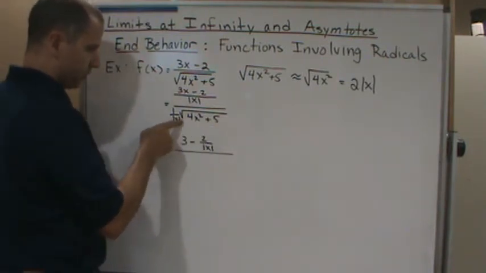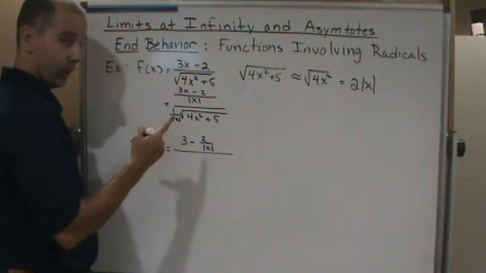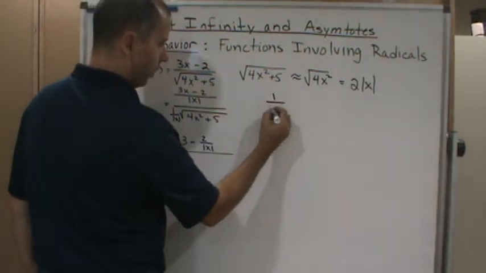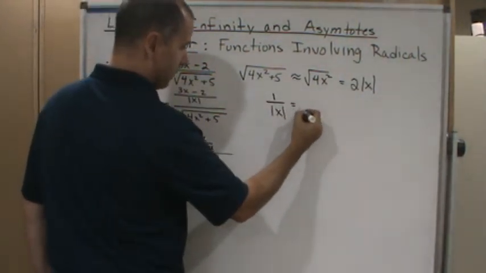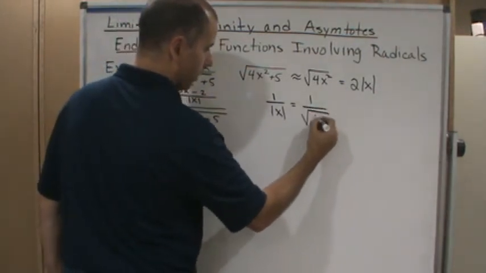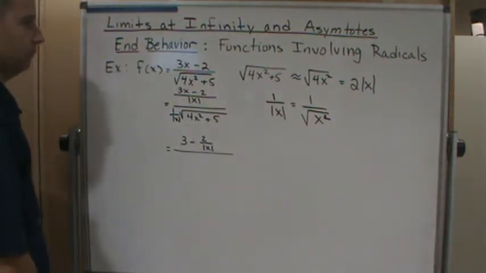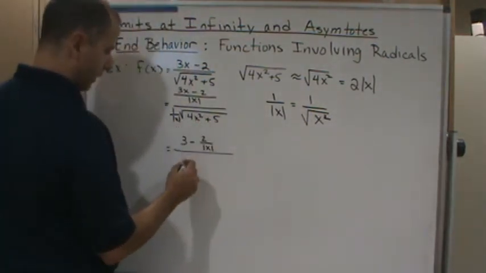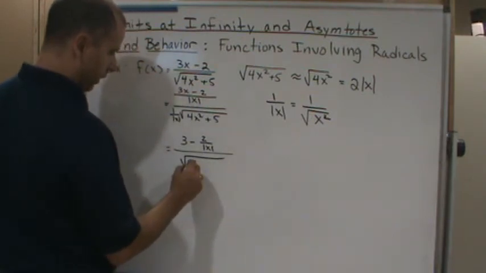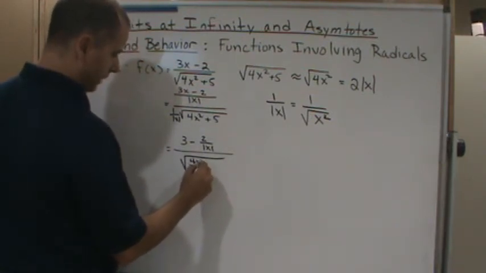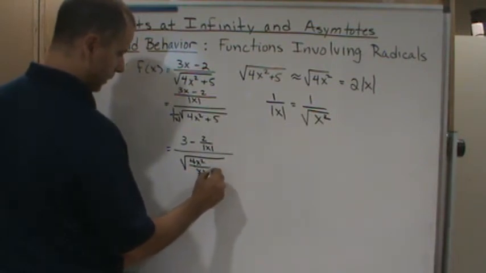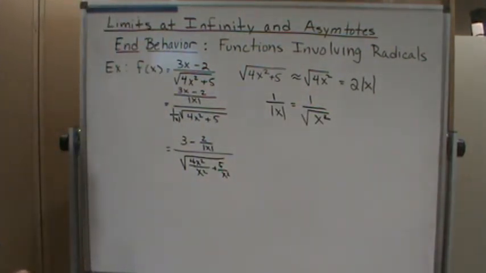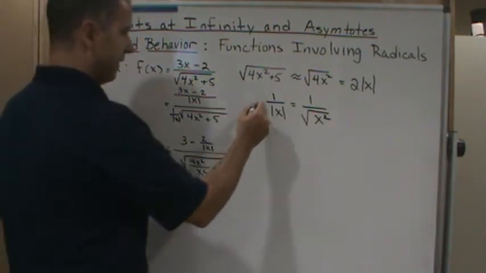Now, in order to simplify this, I have to bring this inside the radical. So here, let me write it out. 1 over the absolute value of x is the same as 1 over the square root of x squared. So if I bring it inside, what happens? I get the square root of 4x squared divided by x squared plus 5 divided by x squared. So I have to bring it inside the radical as a square root, and this is what does it for me.